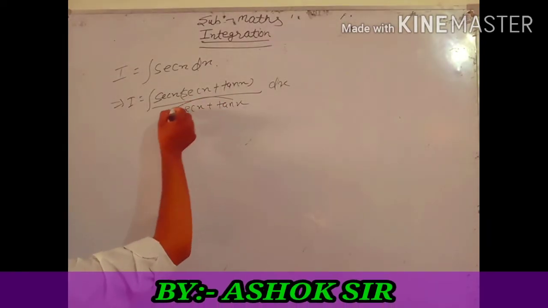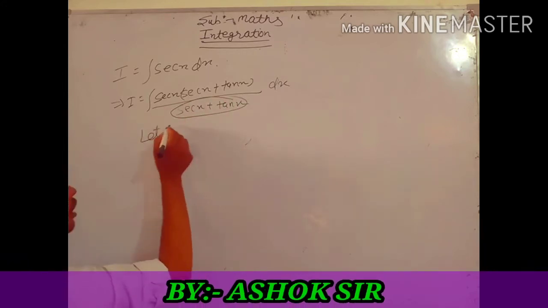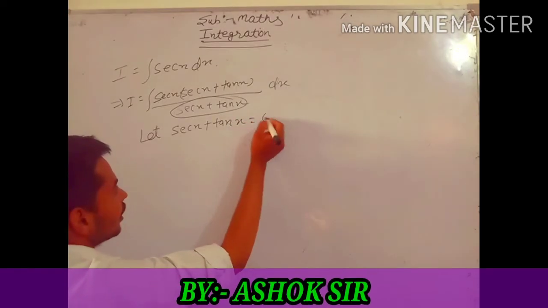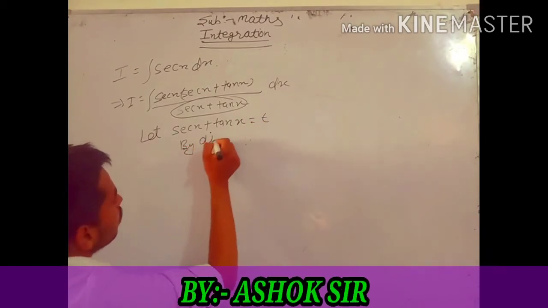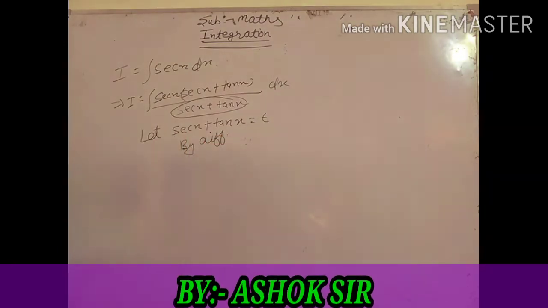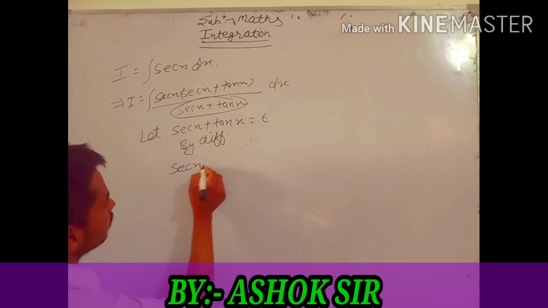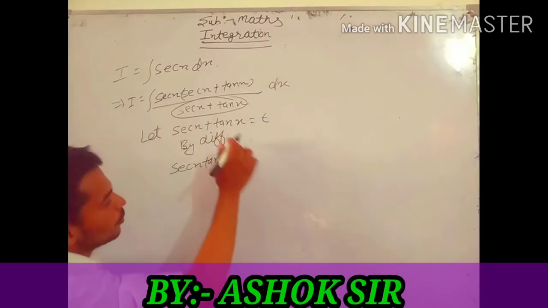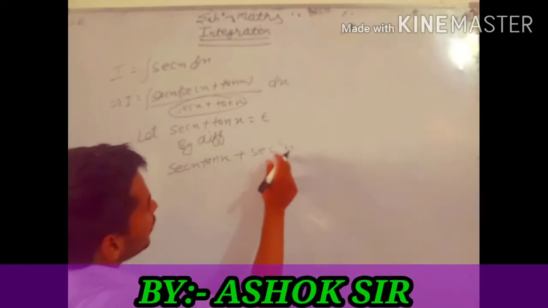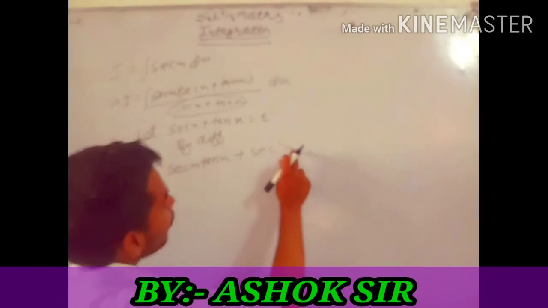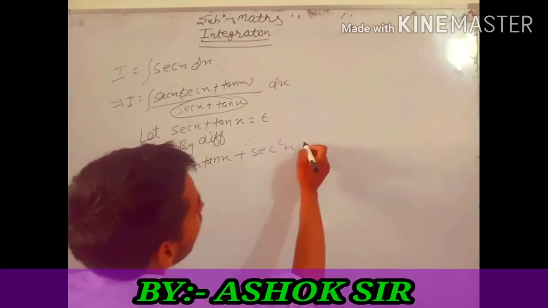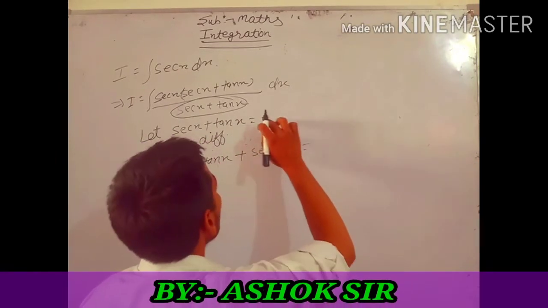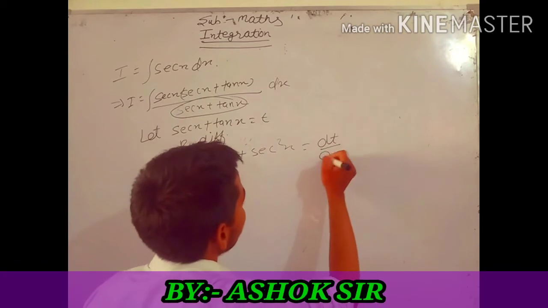We consider secx plus tanx is equal to t. Let secx plus tanx is equal to t. By differentiation, we know the differentiation of secx is secx tanx, and the differentiation of tanx is sec square x with respect to x. The differentiation of x with respect to x is 1, and the differentiation of t with respect to x is dt upon dx.